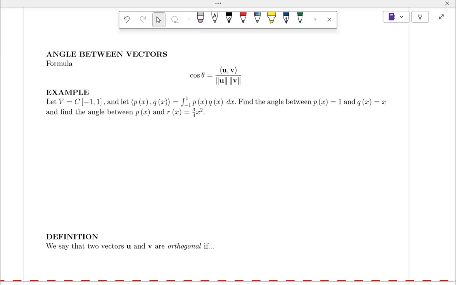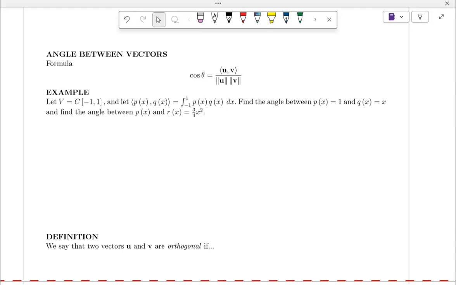And we've talked about what our formula is for the cosine of the angle between two vectors in any inner product space. The Cauchy-Schwarz inequality guarantees that my top, in absolute value, is no bigger than the bottom. So that quantity is always between -1 and 1, which allows me to do the inverse cosine. This works for any inner product space. So in this case, if I want to find the angle between the functions p of x equals 1 and q of x equals x, I'm going to follow this inner product and just do it.